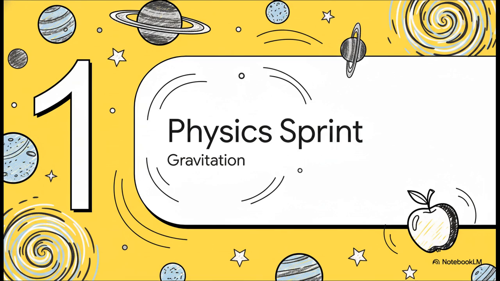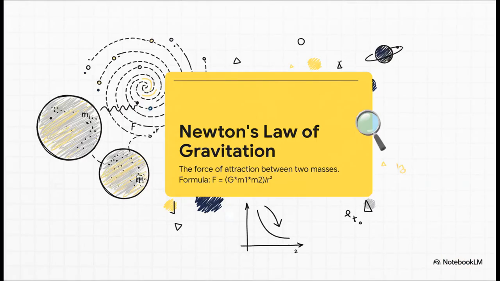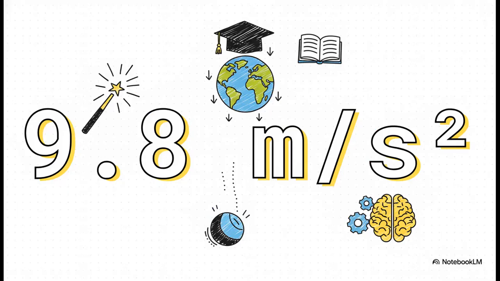And we're starting with a chapter that carries a lot of weight in the exam, gravitation. First up, Newton's universal law. You are absolutely going to see this. The formula is F equals G times M1 times M2, all divided by R squared. Remember, F is your force, G is the constant, the M's are your masses, and R is the distance. The key thing to remember, that R squared at the bottom. It means the force is inversely proportional to the square of the distance. Don't forget that part.